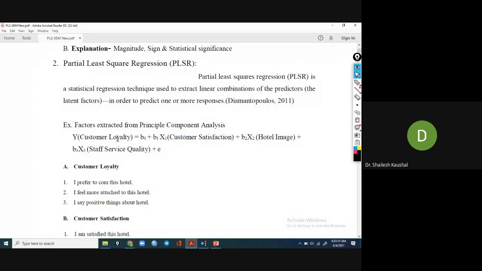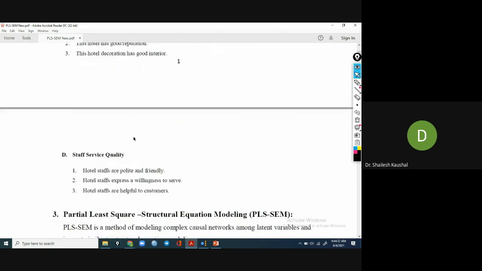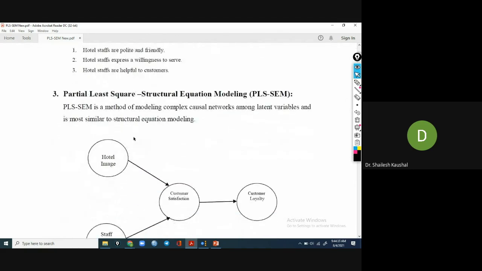When we use these factors in a multiple regression analysis, it becomes partial least square regression. So here we are not taking a single variable; we are taking a construct. A construct means a combination of three or more questions. In simple multiple regression analysis, we take dependent and independent variables. But in partial least square, we take constructs, and a construct means a combination of three or more questions. And the other thing is partial least square in structural equation modeling.